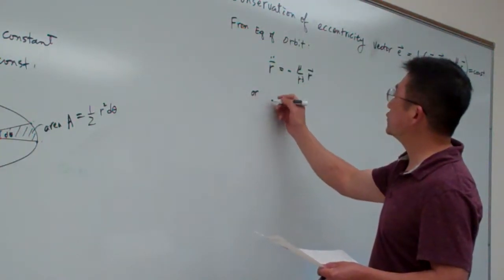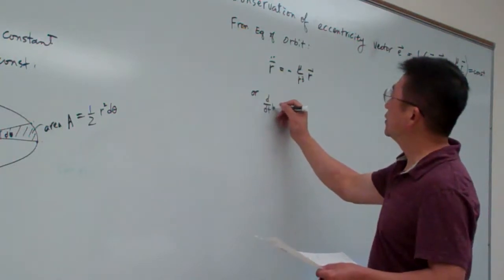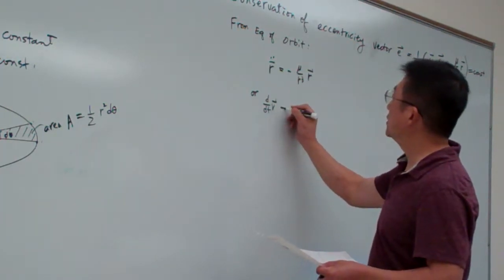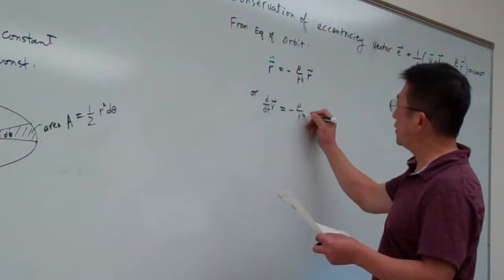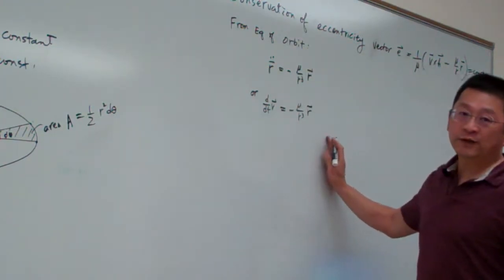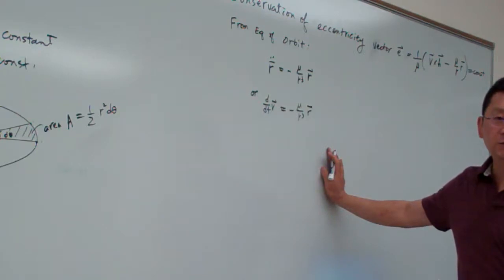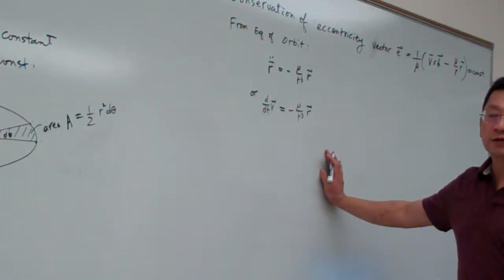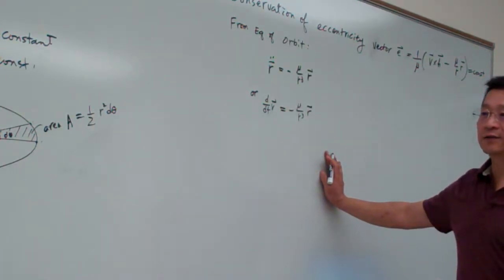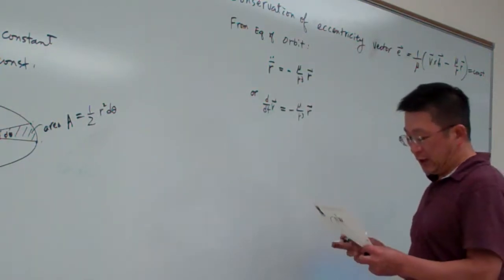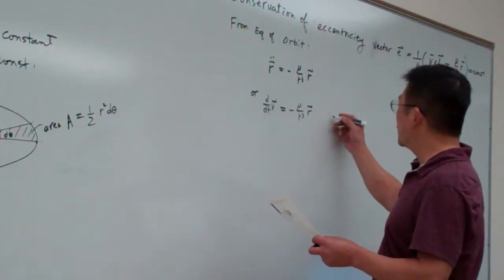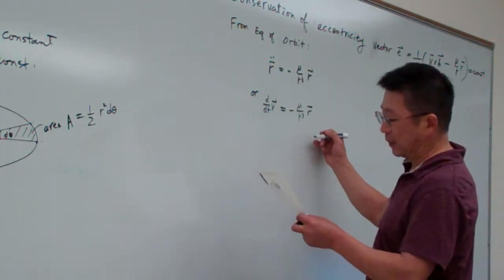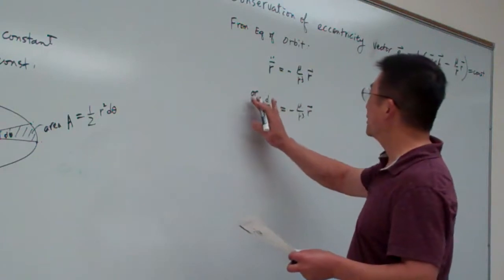Or this one is d/dt of v vector equals minus mu over R cubed times R vector. The derivation is not that important, but I just want to show you how we did it. The learning focus for you is to use the equations to do the calculations. Let me call this one the equations.